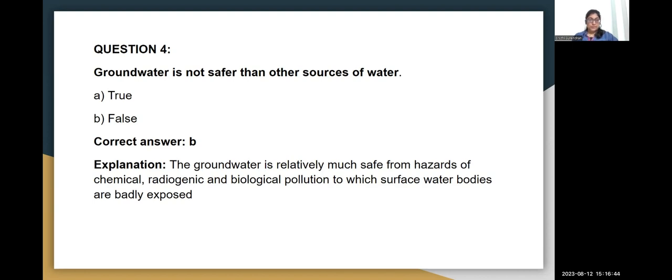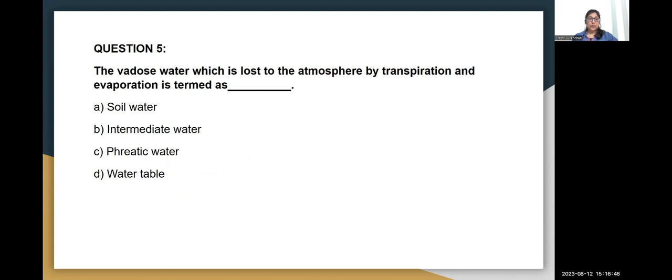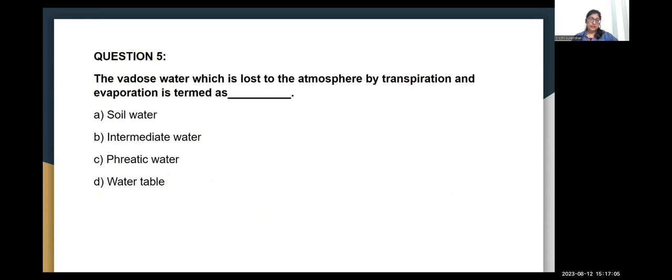Moving on to the fifth question. The Vadose water which is lost to the atmosphere by transpiration and evaporation is termed as, is it soil water, intermediate water, phreatic water, or the water table? Right, Danish? It is soil water.